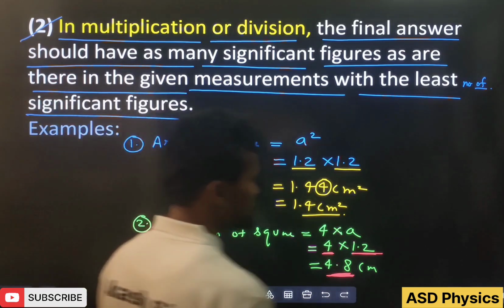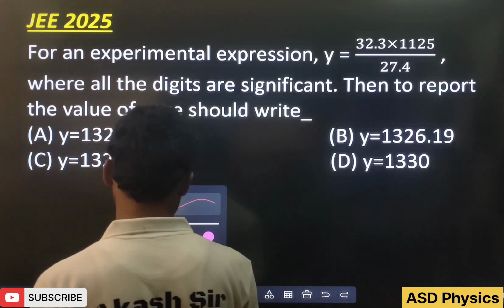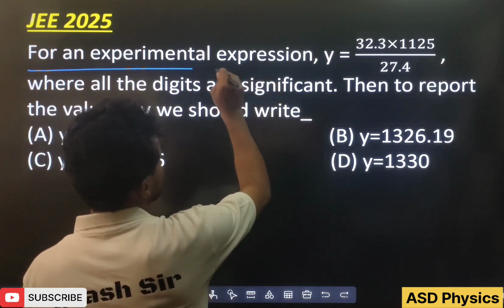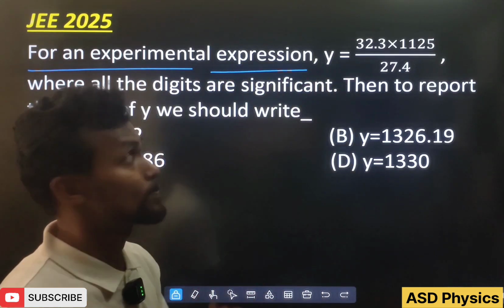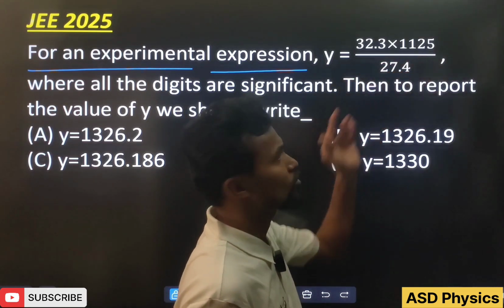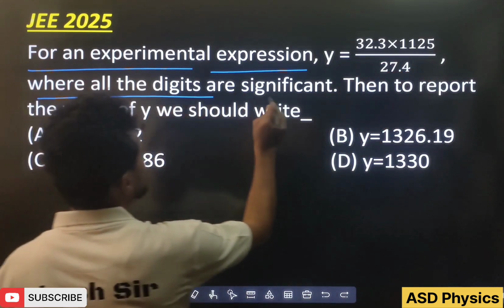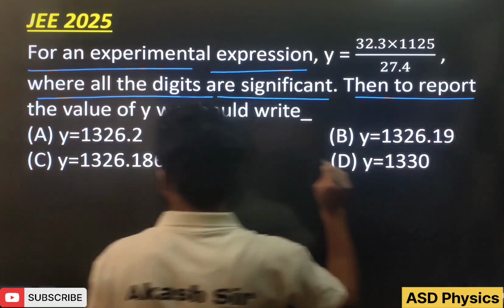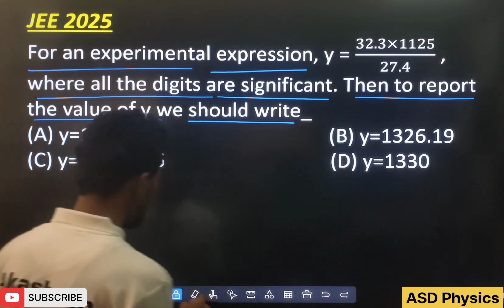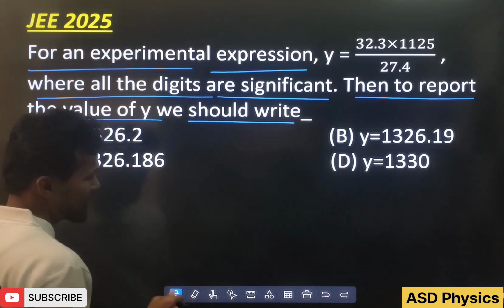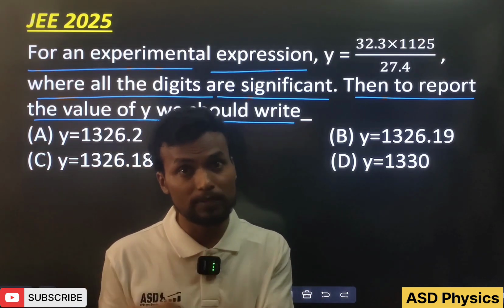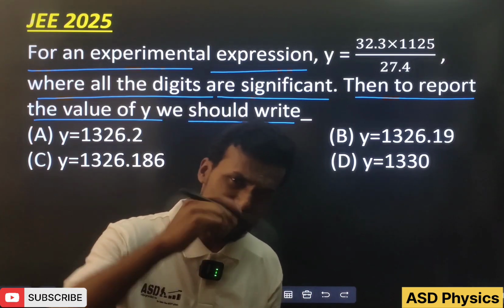Okay, great. Next, now we are going to see the question asked in JEE 2025. Let's go through the question. For an experiment, the expression y equals 32.3 into 1125 by 27.4, where all the digits are significant. Then to report the value of y, we should write, and here 4 options are there. In these kinds of questions, when options are there, most of the time there is no need to calculate. By knowing the application of multiplication, division, addition or subtraction, we can directly take the answer.